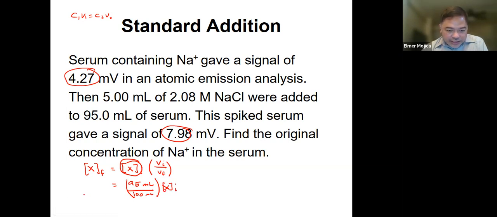So we could say XF is equal to 0.95 Xi. Do you follow?